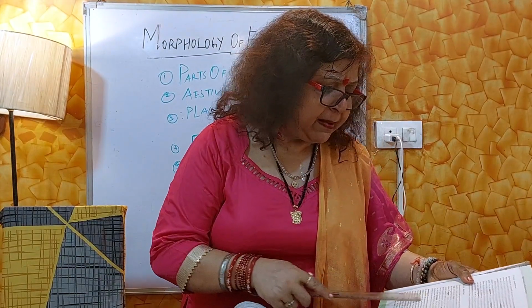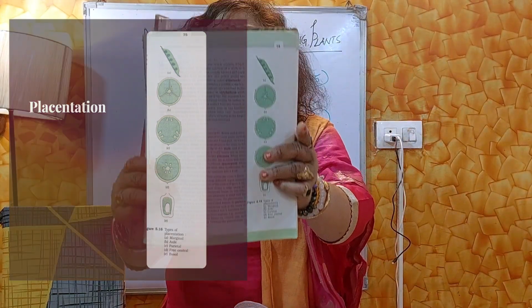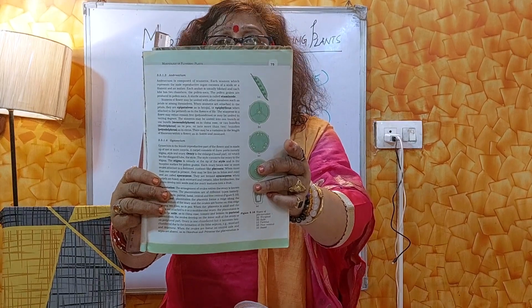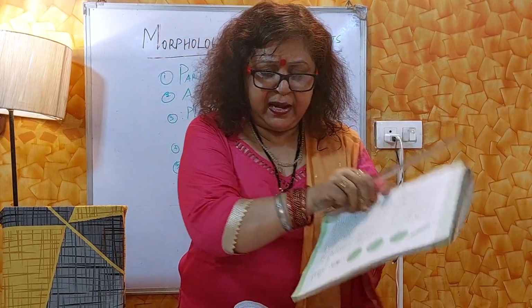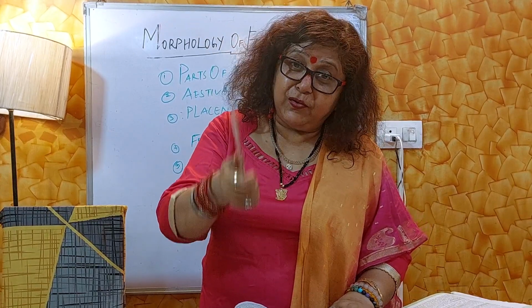Come to the word placenta, types of placenta, figure 5.16. This is the figure seen in your book. You have to draw all these placentas, and then only the understanding will be very clear. Right? Now, what is placenta and how are the ovules arranged there?